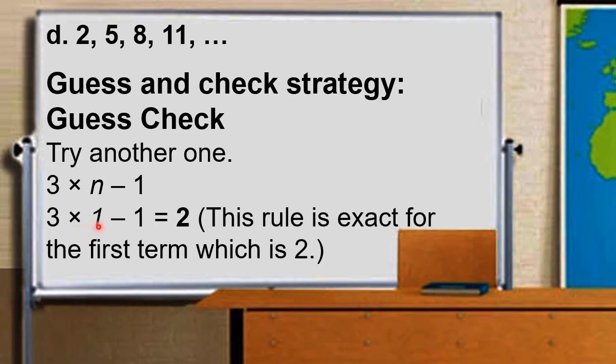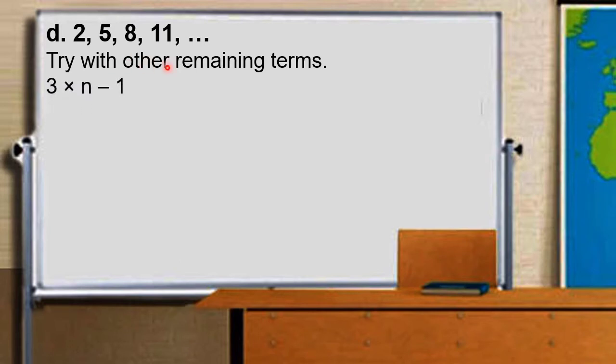So, 3 times 1 minus 1 is equal to 2. So, magkaparehas sila. So, this rule is exact for the first term, which is 2. So, let us try the other remaining terms.